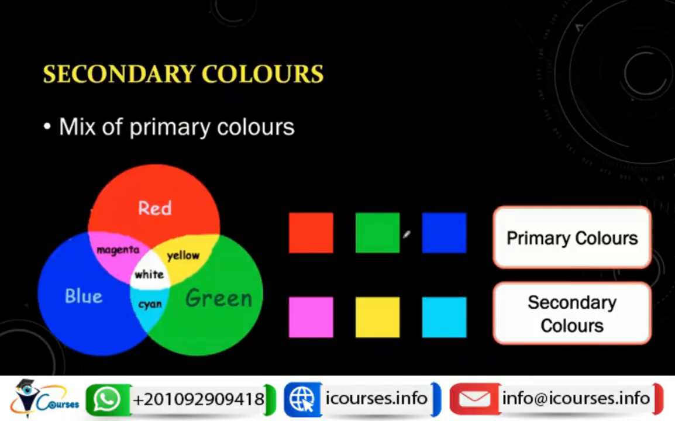There is another group of colors called the secondary colors. The secondary colors are basically the mix of primary colors. So if we mix the red, the green and the blue, three colors will result: the magenta, the yellow and the cyan, due to the mixing of two colors together. If we mix the red and the green, the result is yellow; the green and the blue result in cyan; the red and the blue result in magenta. These are called the secondary colors. And of course, if we mix the three, white will be the result.